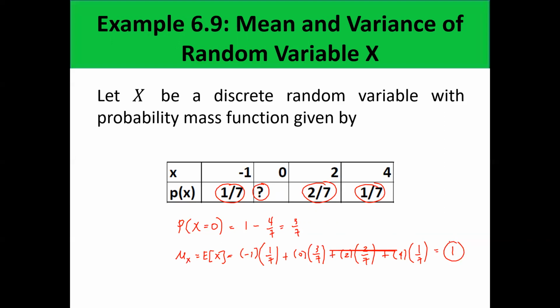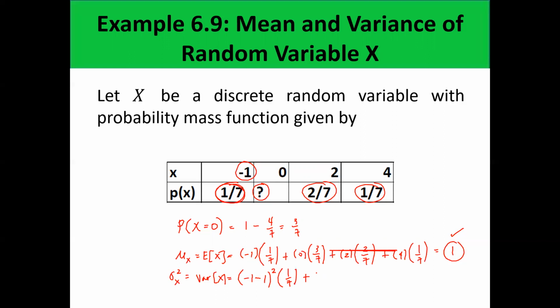Now, to get the variance of the random variable x, we shall use the formula in the previous slide. So it's sigma sub x squared or VAR of x. This is obtained by subtracting the mean from the value of x. So we have -1 minus the mean, which is 1, and then we square it, and then we multiply it by the corresponding probability 1 over 7. And then we do that for the rest of the x values.